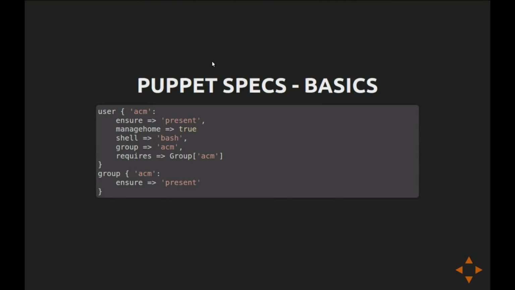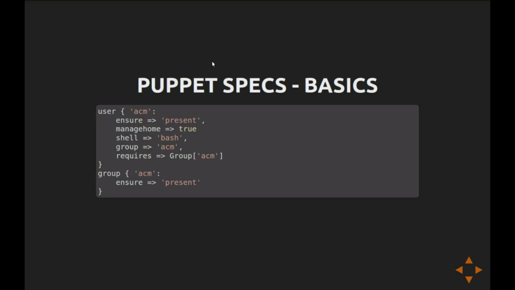In this example, we declare a resource of type user with an instantiation ID of ACM. So in this case, we're creating a user called ACM. We're going to ensure that the ACM user is present on the system. We're going to create a home directory for them. We're going to have them use the bash shell, put them in the ACM group, and then this last line here indicates that we're creating a dependency on a group called ACM. Here, we're creating an additional resource of type group for the group ACM.